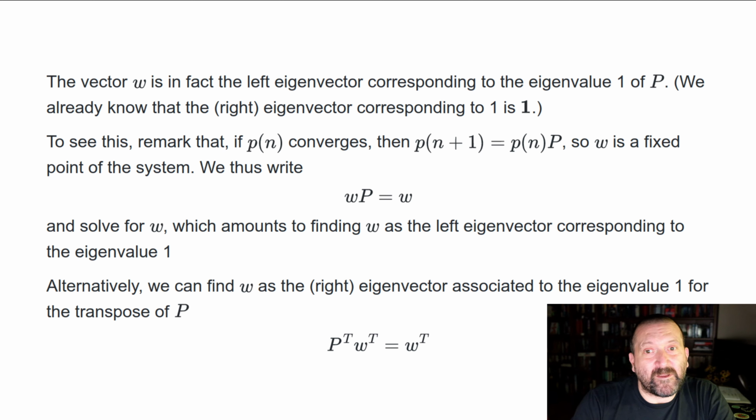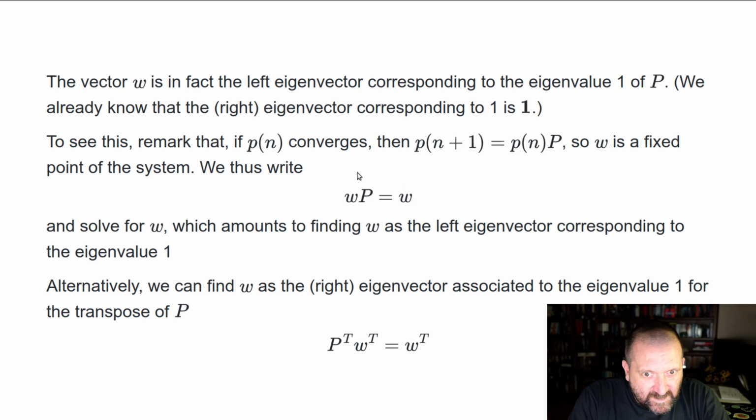Then what is going to happen is that P_{n+1} is equal to P_n P. And that is the iteration formula, okay? But if I have converged, then I know that P_n is equal to P_{n+1}. In the limit, they're all equal, okay? That means that my limit satisfies WP equals W.